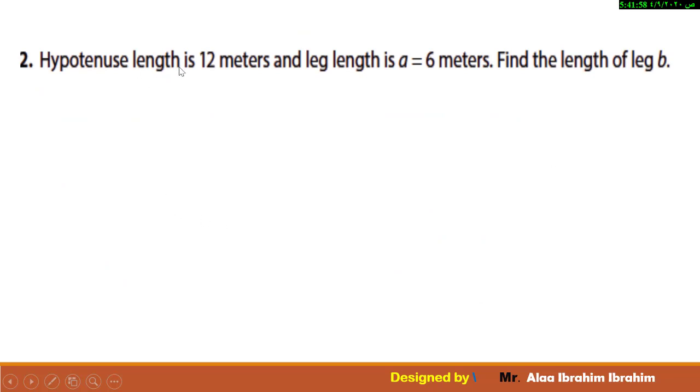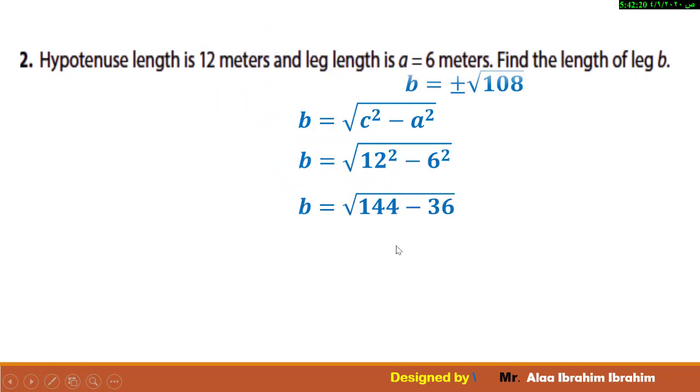The hypotenuse length is 12 meters and the leg length is 8. So the other leg is not given. So I have to decide plus or minus. I need to find a leg, so this means we have to find it by subtracting. So power 2 and subtract: the hypotenuse power 2 minus the leg power 2. So my result will be like this.